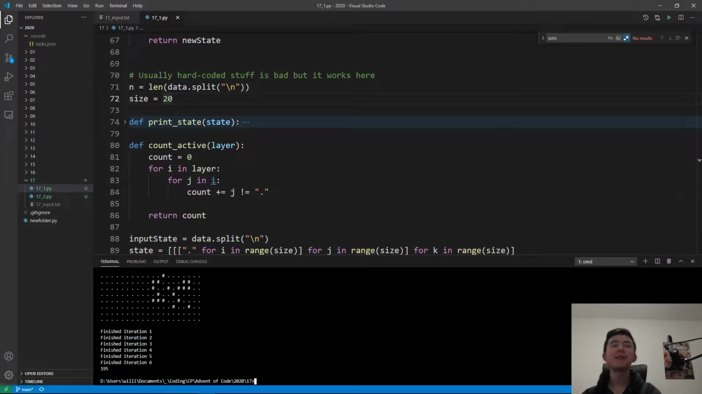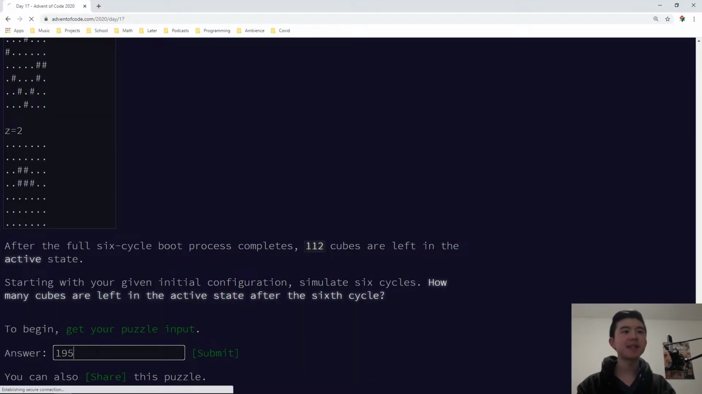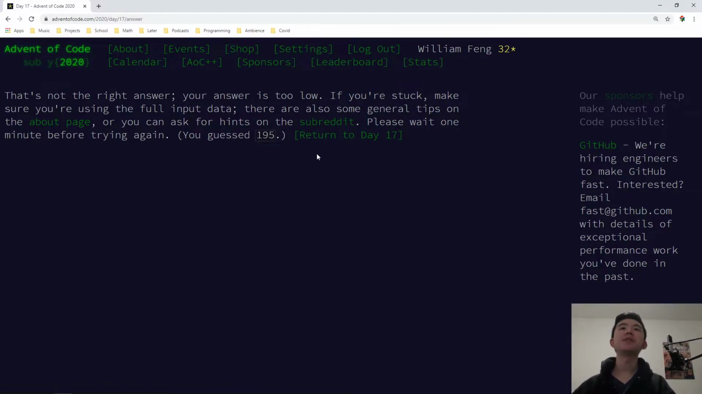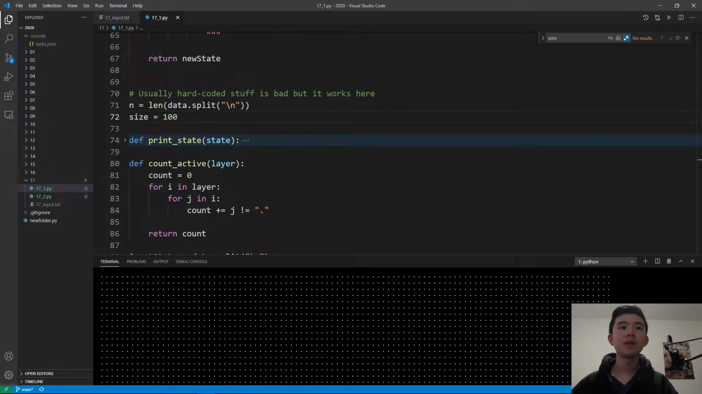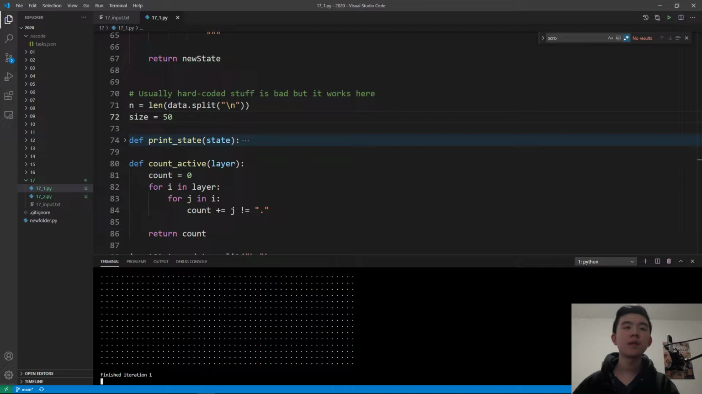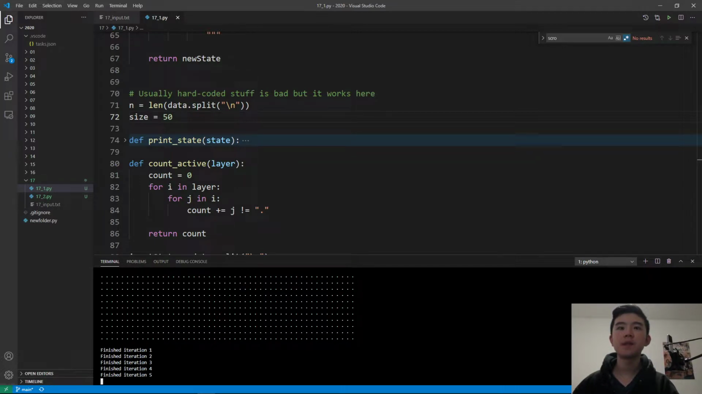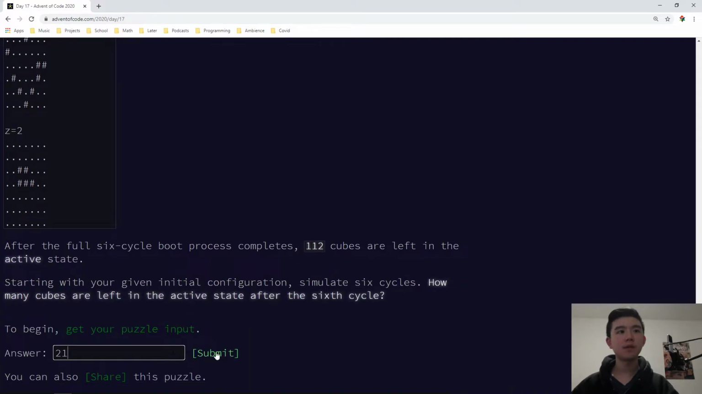Okay, that was way too much time spent on this. But 195 is our answer instead of 196. No, 196 was too low. Okay, wait, no. Maybe we just need to increase how much space we need. So, okay, that's probably too big. 100 is too big. So, 1, 2, 3, 4, 5, 6. Okay, 215 is our answer.